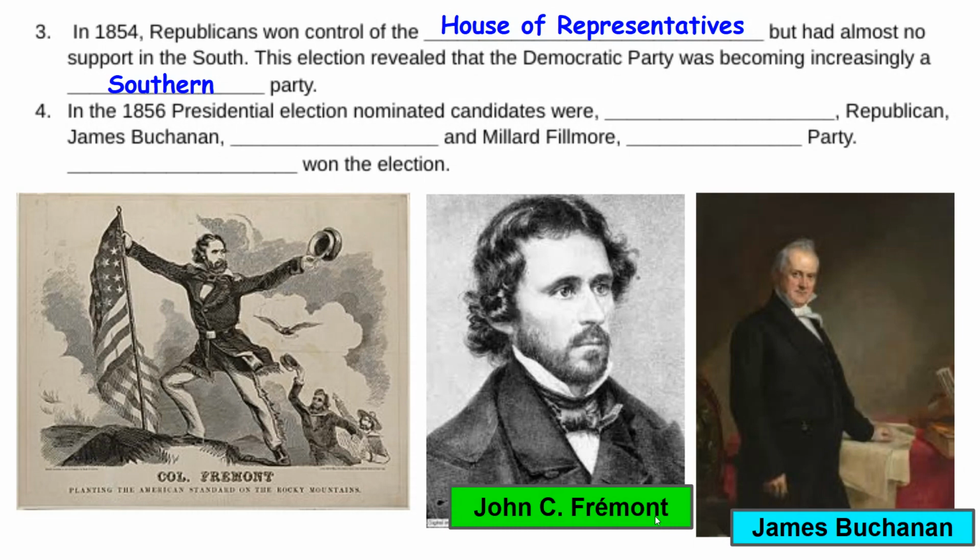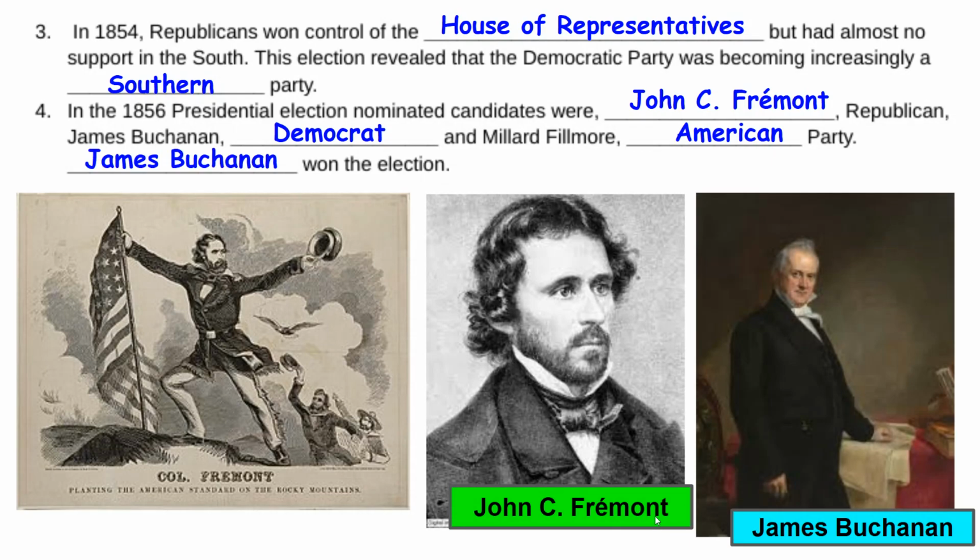In 1856, the presidential election was happening that year. The nominees were John C. Fremont, Republican candidate, whom you see pictured in the cartoon and in the illustration there in the middle; James Buchanan, who was a Democrat; and Millard Fillmore, who was part of the American Party. And what's interesting is Buchanan is going to become your president.